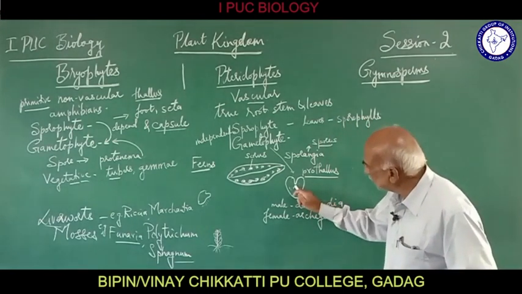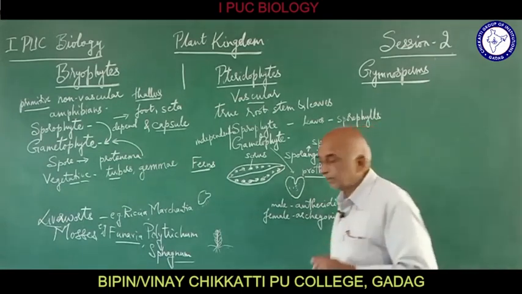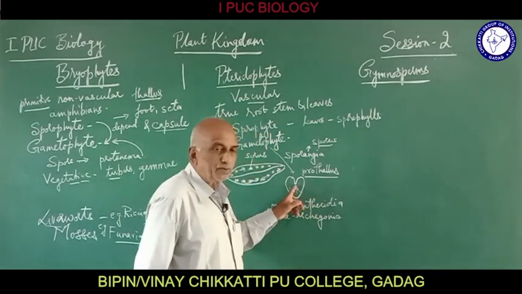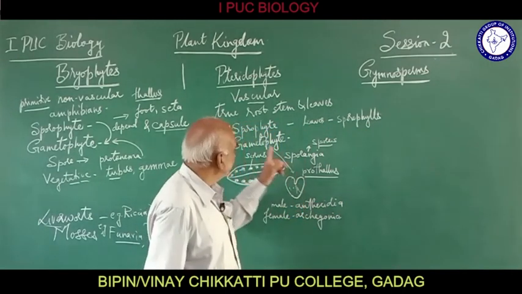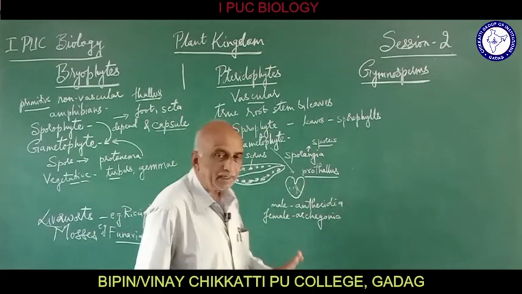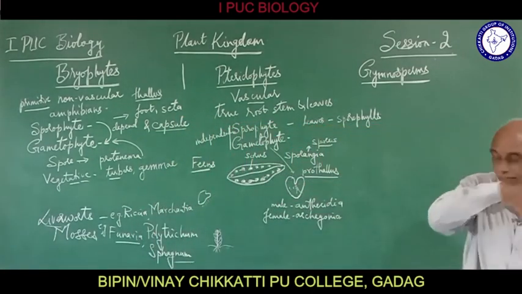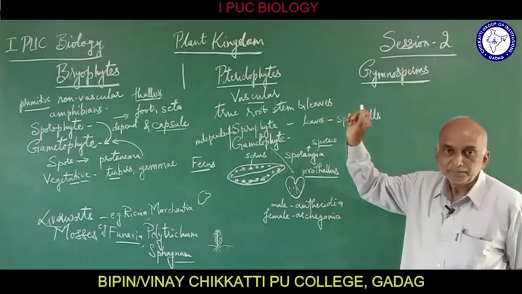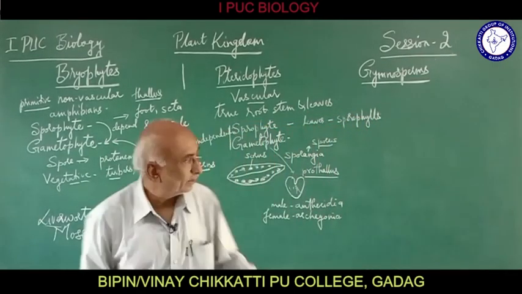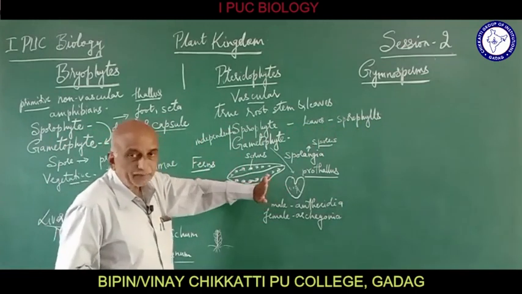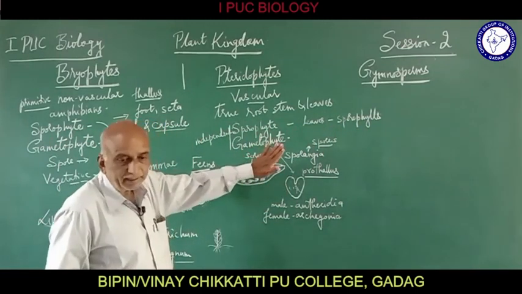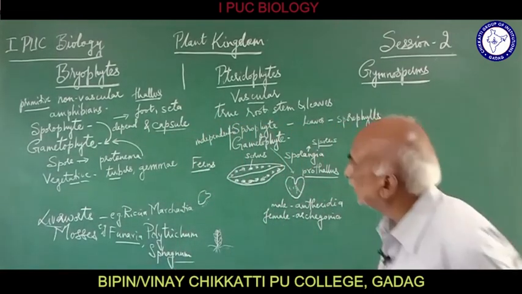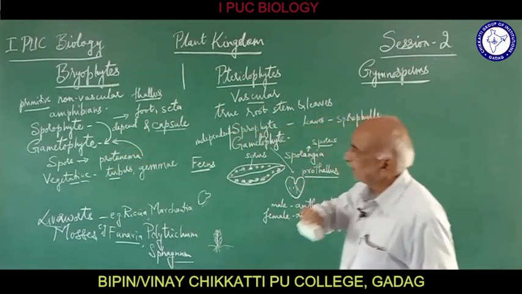This zygote which is produced here starts developing into a small plant-like structure, and it develops into the sporophyte. The remaining part of the gametophyte disintegrates, and thus the gametophyte gives rise to the sporophyte. So this is how the sporophyte is produced in the gametophyte region. The gametophyte and the sporophyte are independent of each other. But in bryophytes, the sporophyte is completely dependent on the gametophyte.